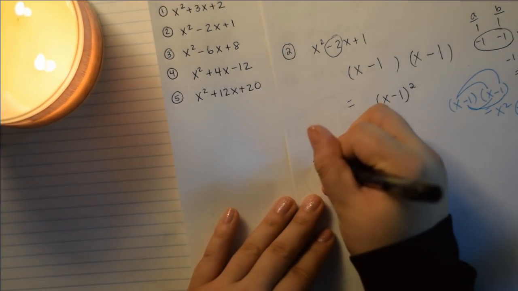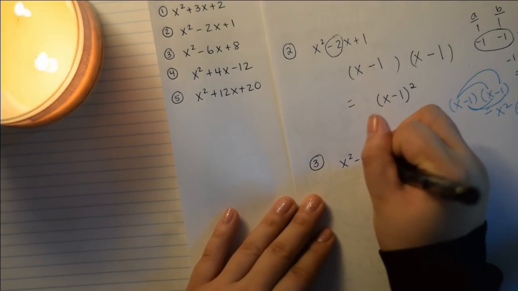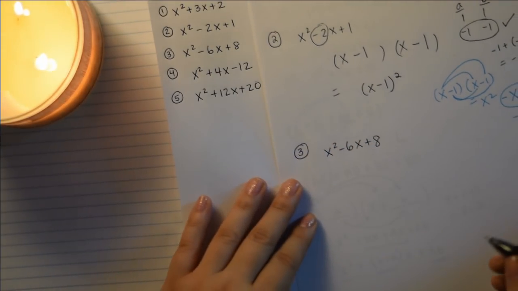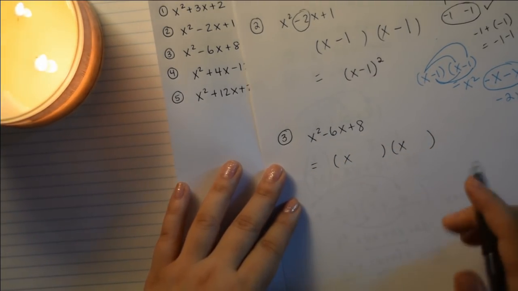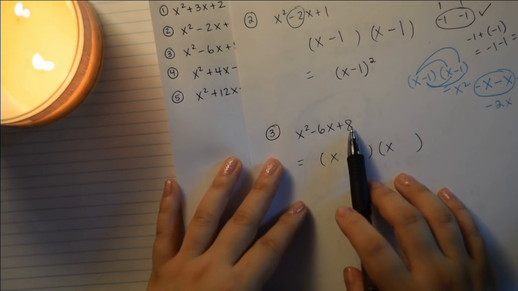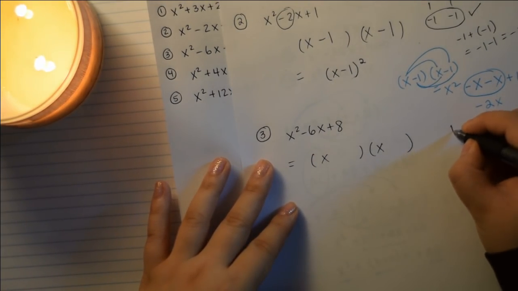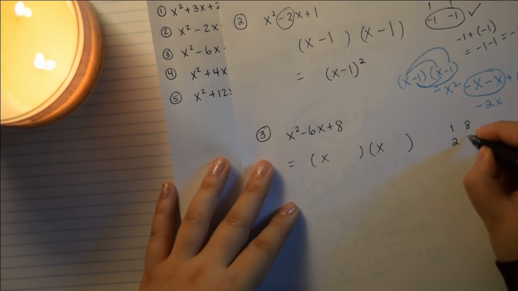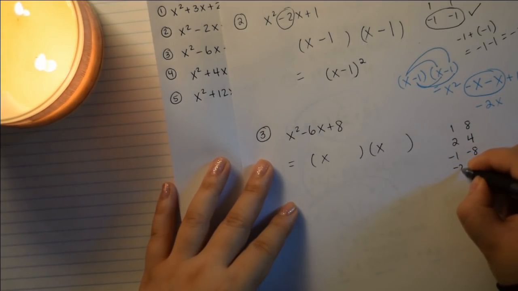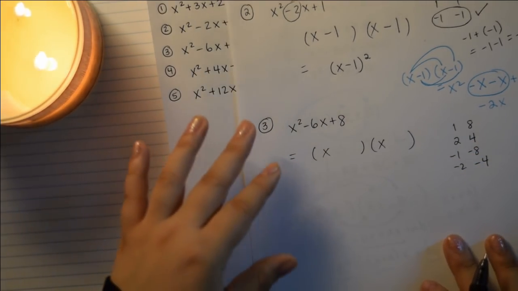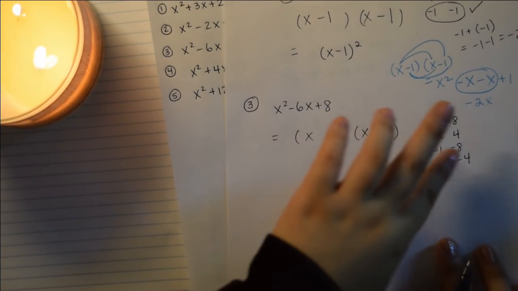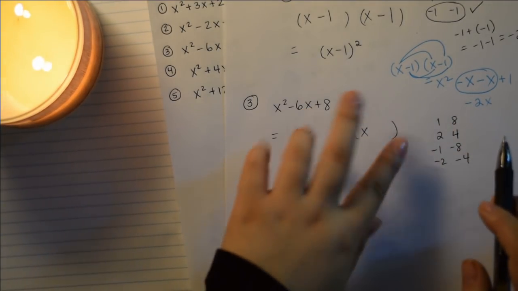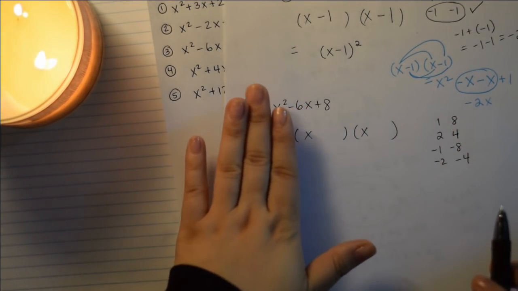We have number 3, x squared minus 6x plus 8. So I know it's going to have x and x. I want two numbers that multiply to 8. So either 1 and 8 or 2 and 4, and then also the negative versions of that: negative 1 and negative 8, negative 2 and negative 4. And like we said, since the coefficients are 1 here, x and x, we don't have to worry about the different orders. So 1 and 8 and 8 and 1 would be the same situation for this kind.